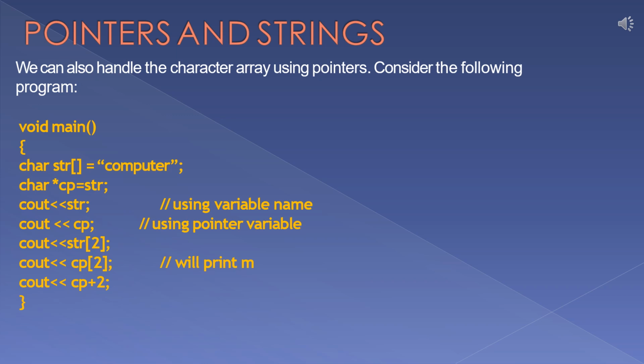cout str would give you computer. In the same way, cout CP would give you computer. See the next statement, cout str of 2, with array index 0, 1, 2. It will print the value M. Similarly, CP of 2 will print M. CP plus 2 also would print M. CP is the base address plus 2. So here also you get the same result as how you have assigned arrays.